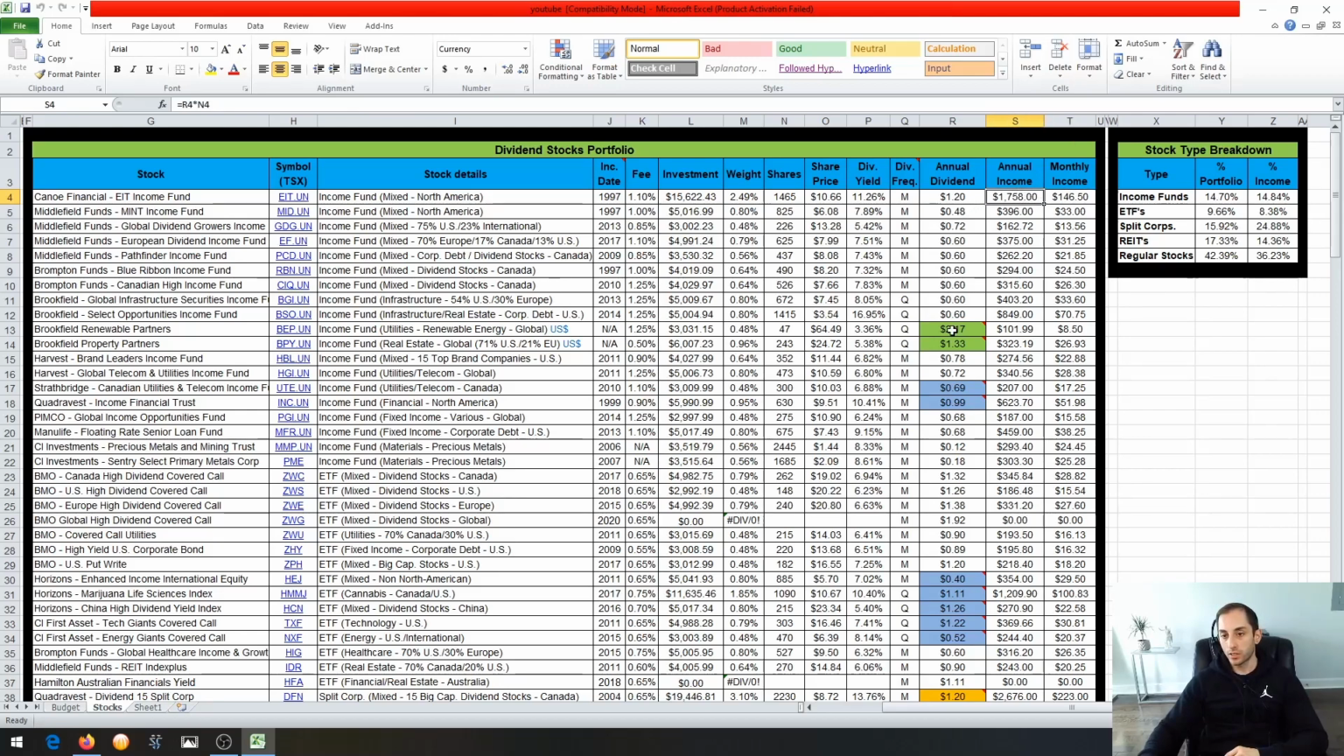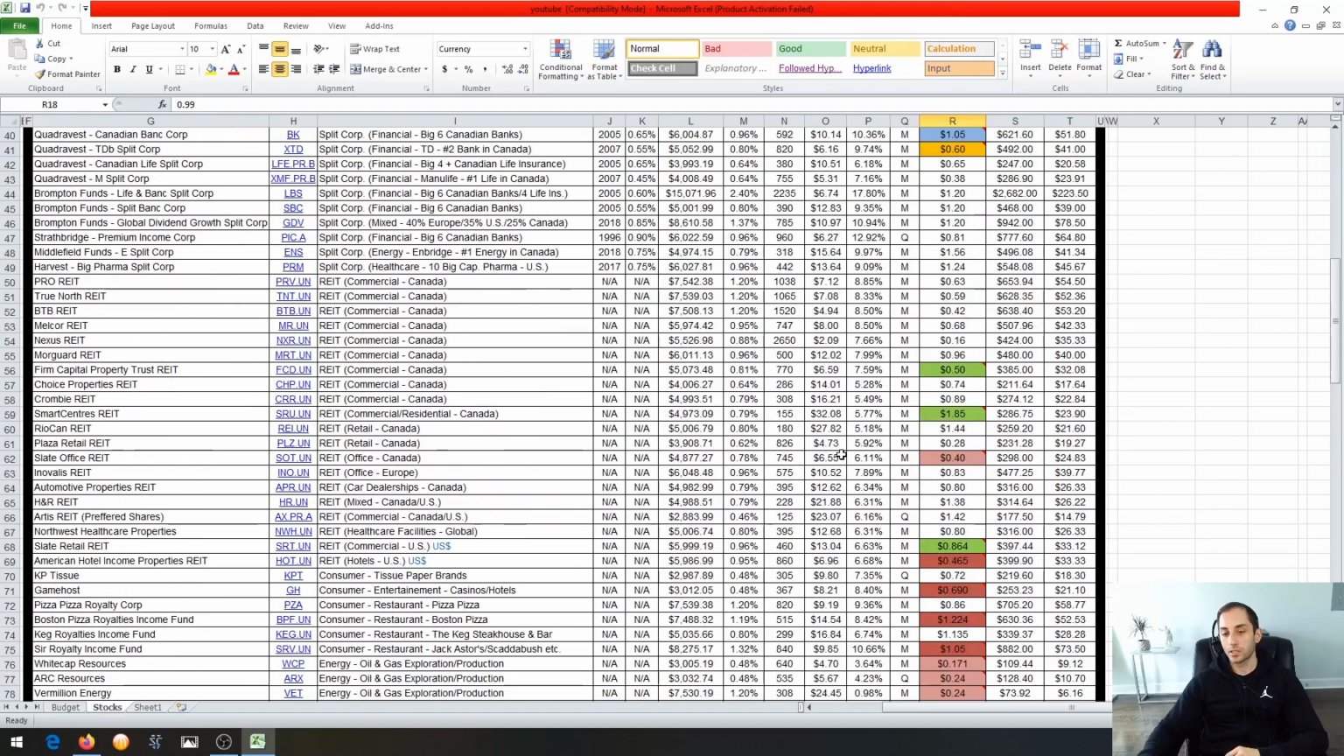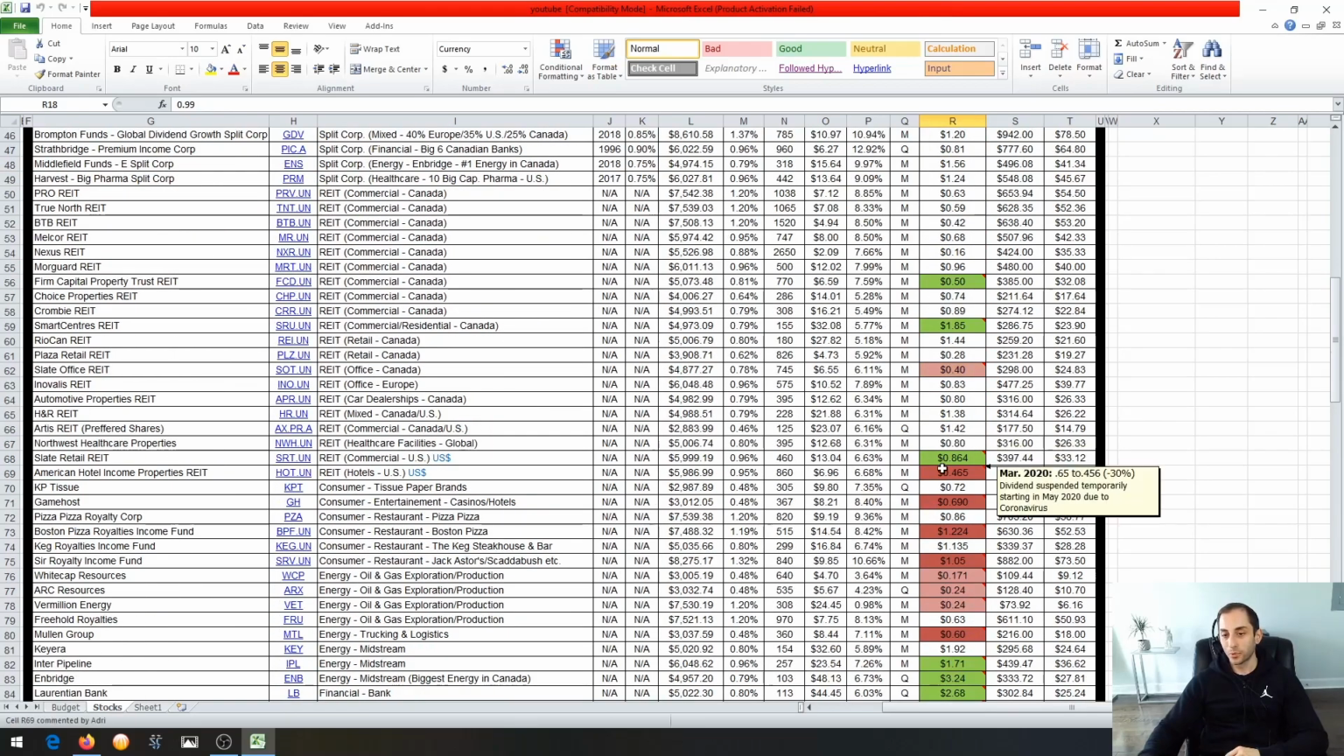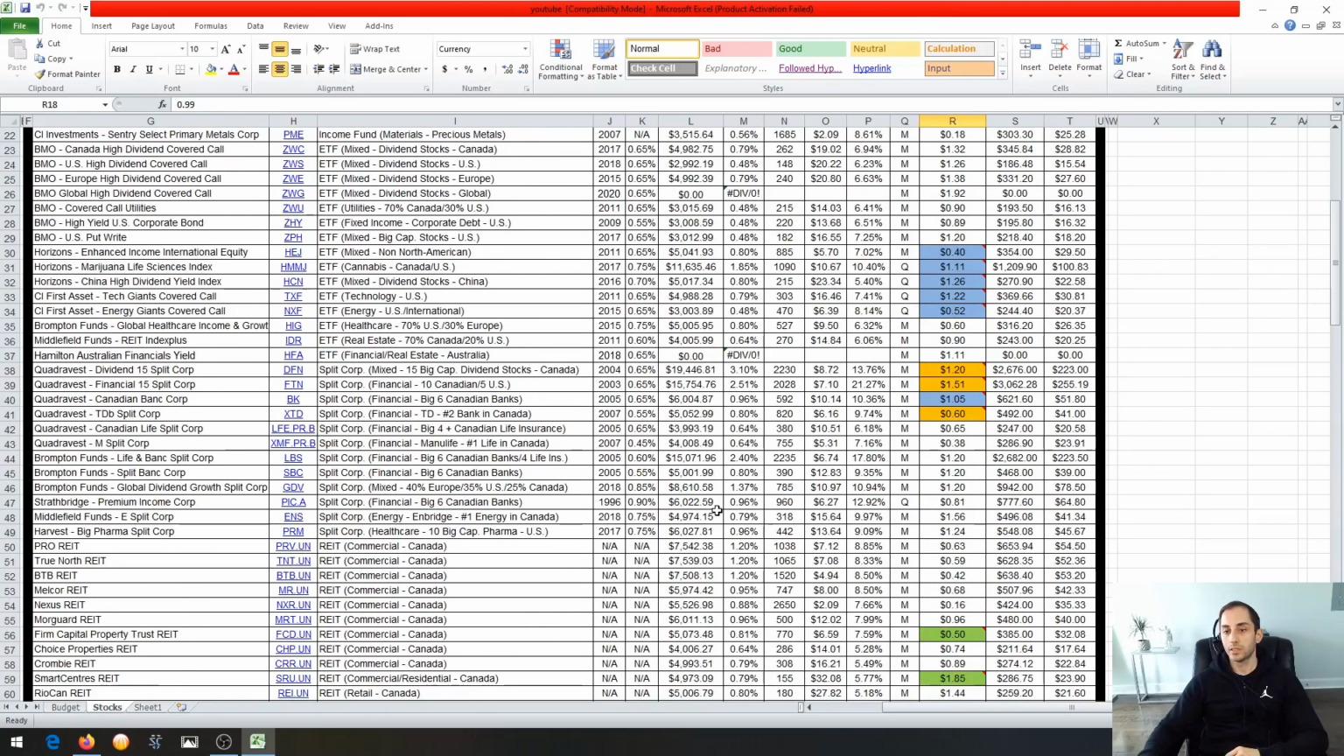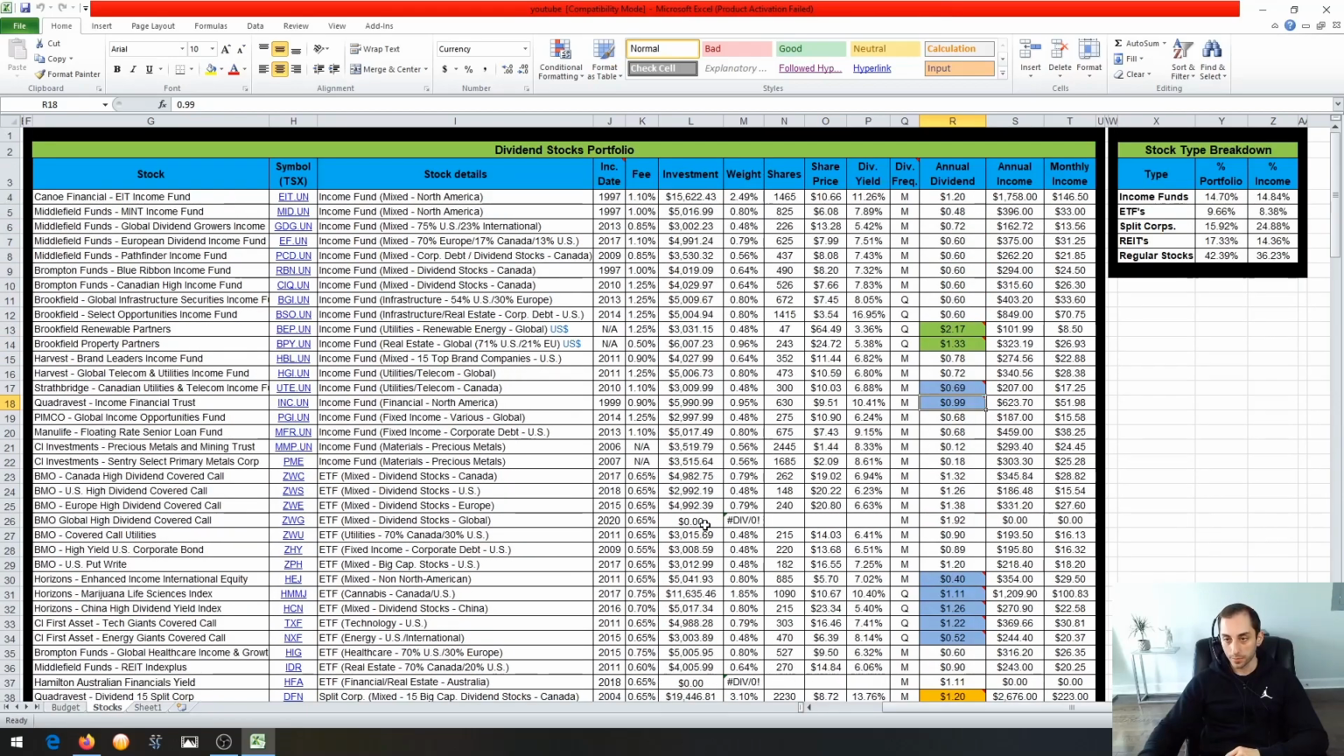So you can see here in the annual dividend, I have some colored sections. Green is usually for dividend increases. Blue is mostly just for comments, or for funds where the dividend varies month to month, so I just put a little comment there. And then you also have some that are red, which are dividend reductions or temporary suspensions.